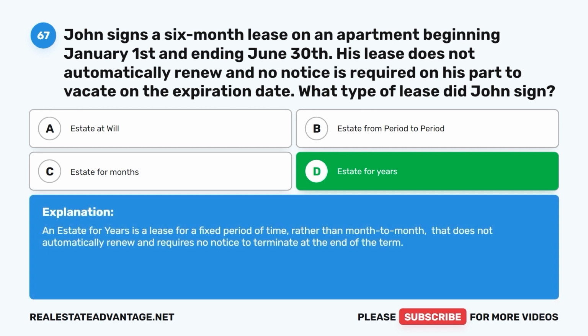An estate for years is a lease for a fixed period of time, rather than month to month, that does not automatically renew and requires no notice to terminate at the end of the term.